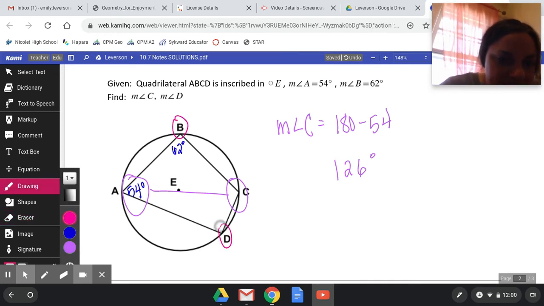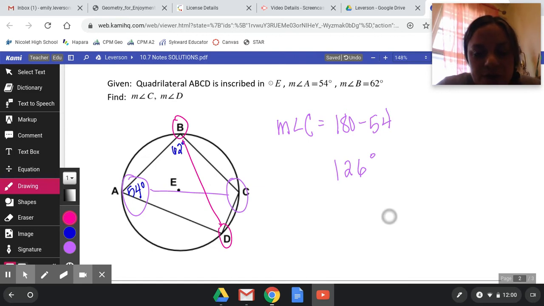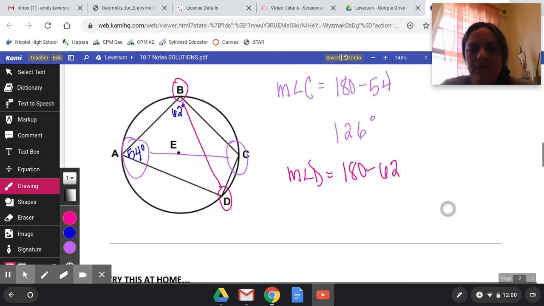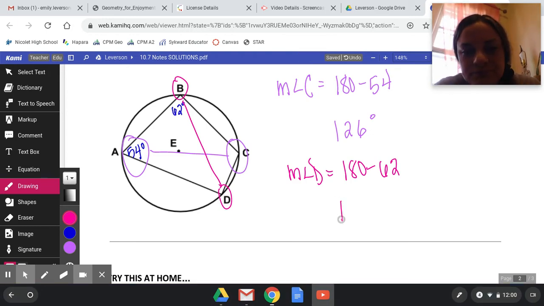Angle B is opposite from angle D, so that means the measure of angle D would be equal to 180 degrees minus 62 degrees, which would give me 118 degrees. Sorry, guys. Okay, so know that opposite angles in quadrilaterals that are inscribed in a circle are always going to be supplementary.